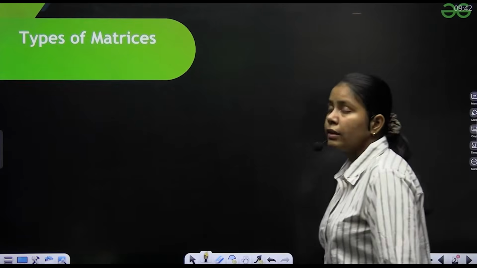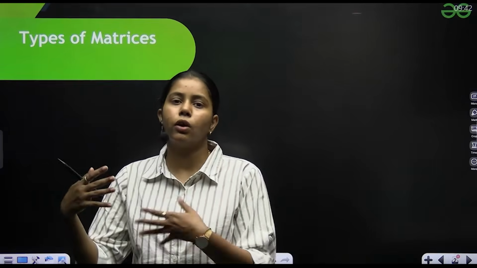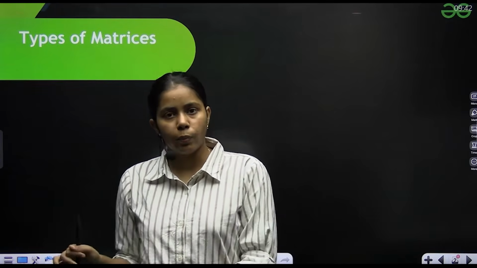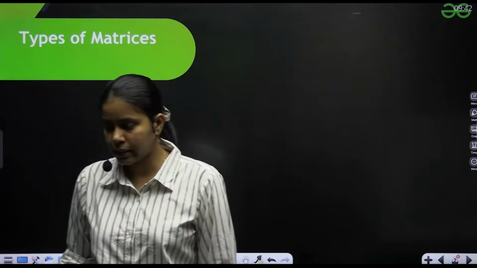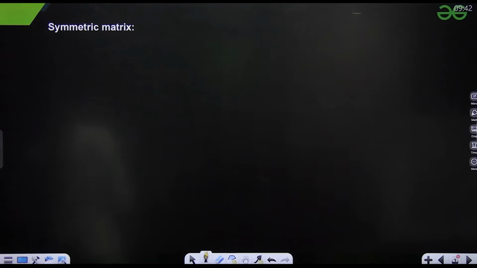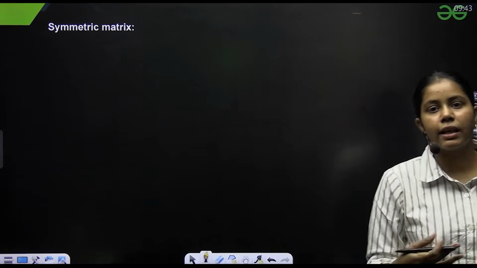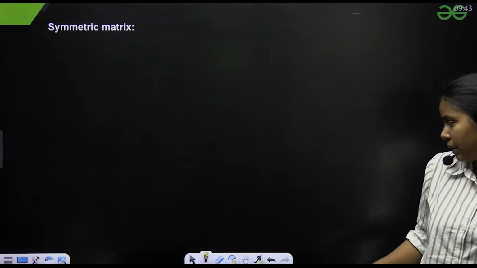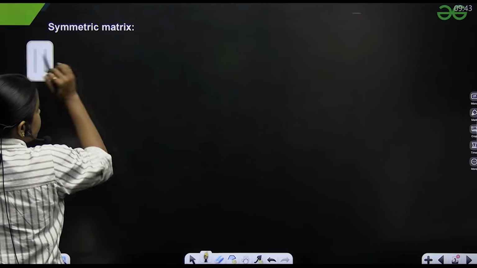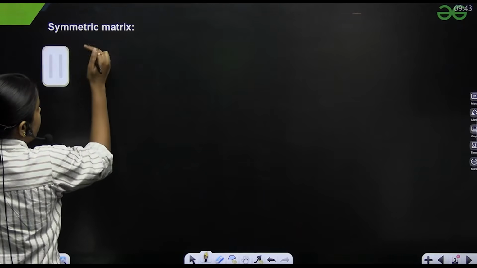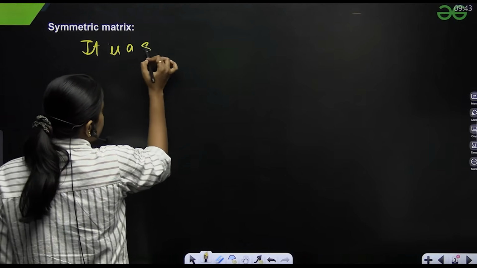Now further matrices which we are going to discuss today: symmetric, skew-symmetric, orthogonal, idempotent, nilpotent. All those matrices we are going to discuss with their properties. So let's discuss them one by one. So first comes a symmetric matrix. So the question arises, what is a symmetric matrix? A symmetric matrix is a matrix, or I can say that it is a square matrix A.